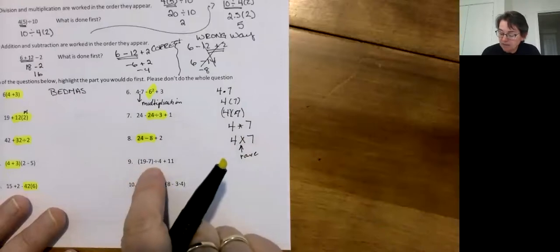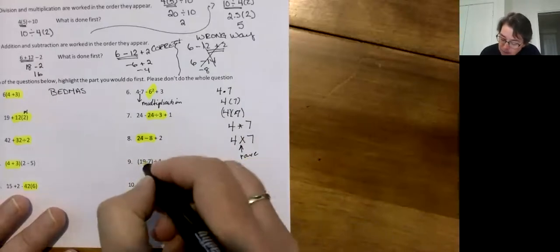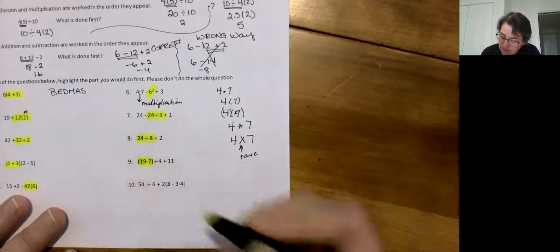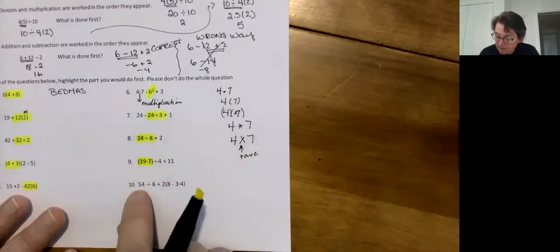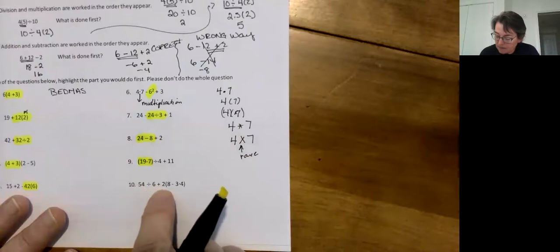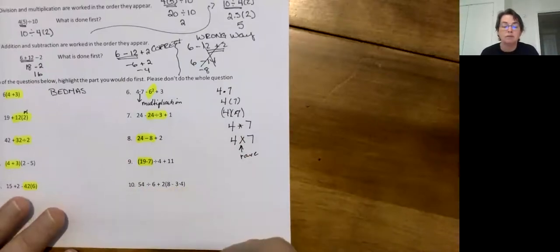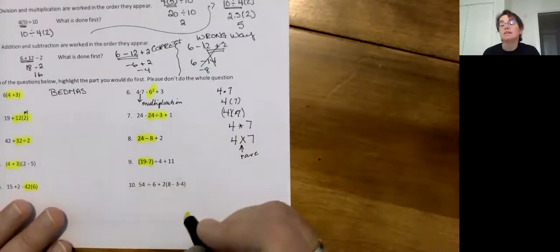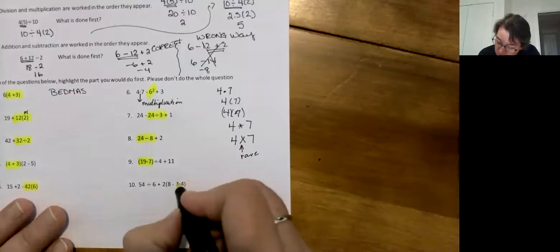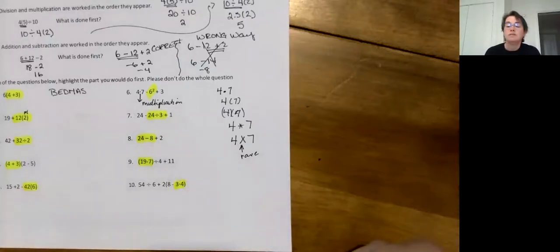19 minus 7 divided by 4 plus 11. Well, I got something to do in my bracket, so that's it. Ooh, look at that nice long one. 54 divided by 6 plus 2 times 8 minus 3 times 4. There's that dot showing up for multiplication again. So within a set of brackets, you can even have order of operations. So in this big long question, that's the part you do first.